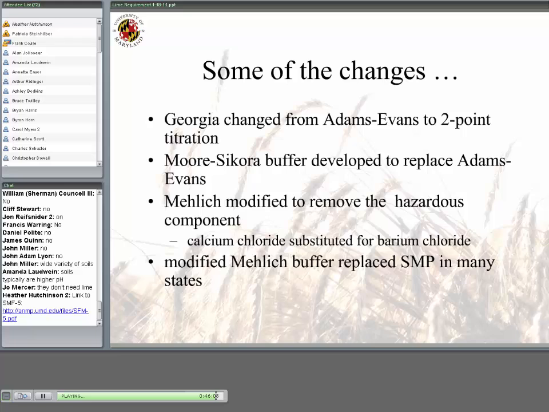So many states have now gone to Mehlich because in its modified version there are no hazardous materials. They can bypass the RCRA permit. They can bypass the expensive hazardous waste disposal. So lime requirements may seem like a pretty dull thing, but boy, the top just came off the lid in the late 90s when labs realized they were subject to the RCRA regulations.